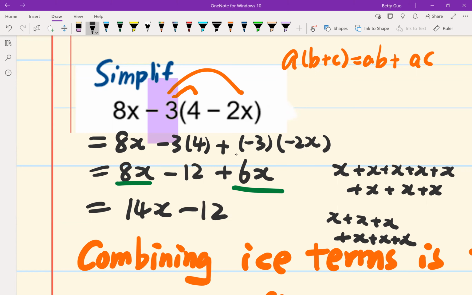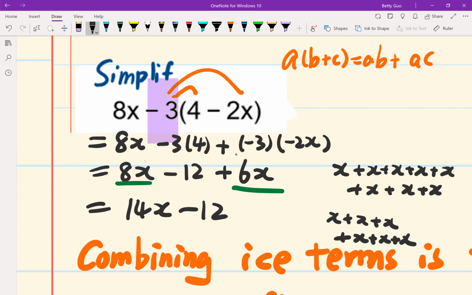And you also have a negative 12. Negative 12 has no like terms, so it will be just by itself here. And then the answer is simplified because 14x is one term, negative 12 is a term, and they are not like terms, so that's the simplified form.